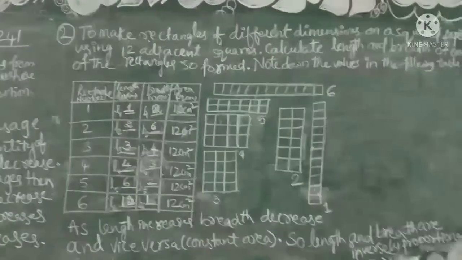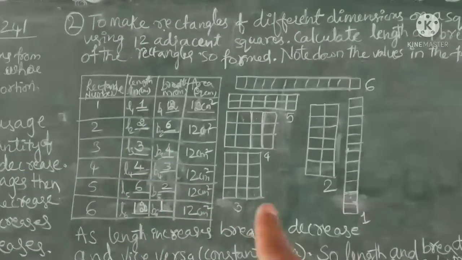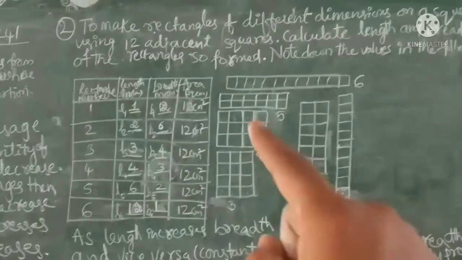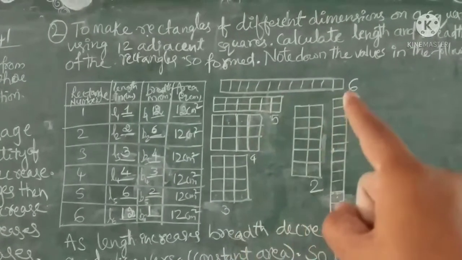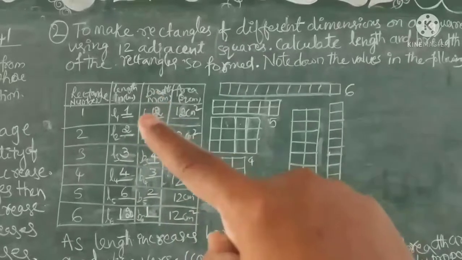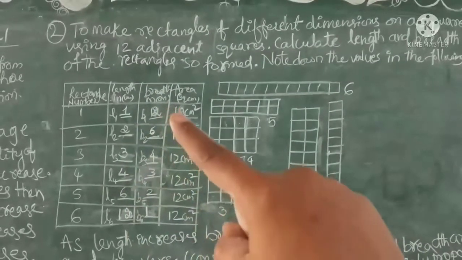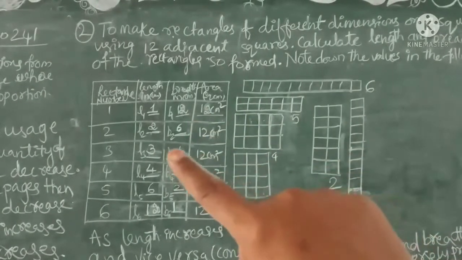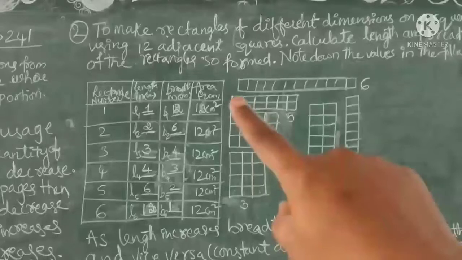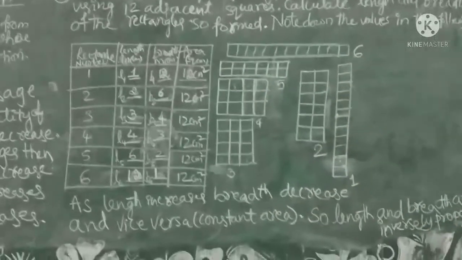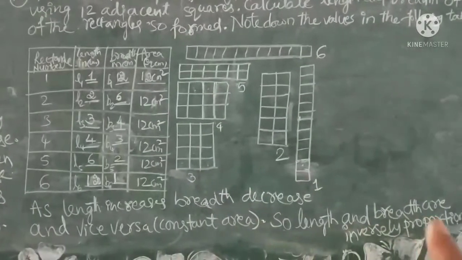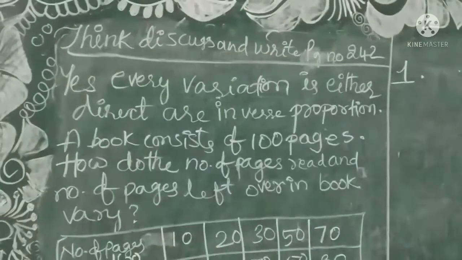So to keep the area constant, if we keep on increasing length, the second figure's length increases to 2, third figure's length increases to 3, and here 4, here 6, here 12. So length has increased 1, 2, 3, 4, 6, 12. Then breadth decreased to keep area constant: 12, 6, 4, 3, 2, 1. Observe here: as length increases, breadth decreases, and vice versa, for constant area. So length and breadth are inversely proportional to each other.